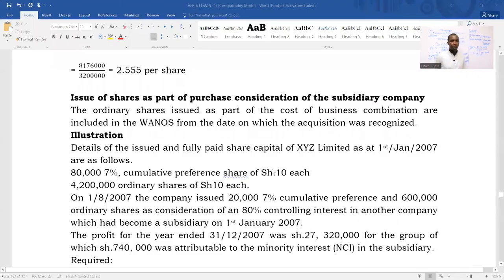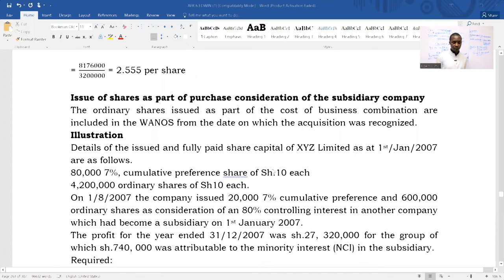So if you have acquired a subsidiary today, you will weigh those shares you issued from the time the acquisition is recognized, not from another time. Like now here, the illustration says, details of the issued and fully paid share capital of XYZ Limited as at 1st January 2007 was as follows. We have the 80,000 7% cumulative preference shares of shillings 10 each, and 4.2 million ordinary shares of shillings 10 each. So that is just the capital of the company. On 1st August 2007, the company issued 20,000 7% cumulative preference shares and 600,000 ordinary shares as consideration for an 80% controlling interest in another company, which had become a subsidiary on 1st January 2007.